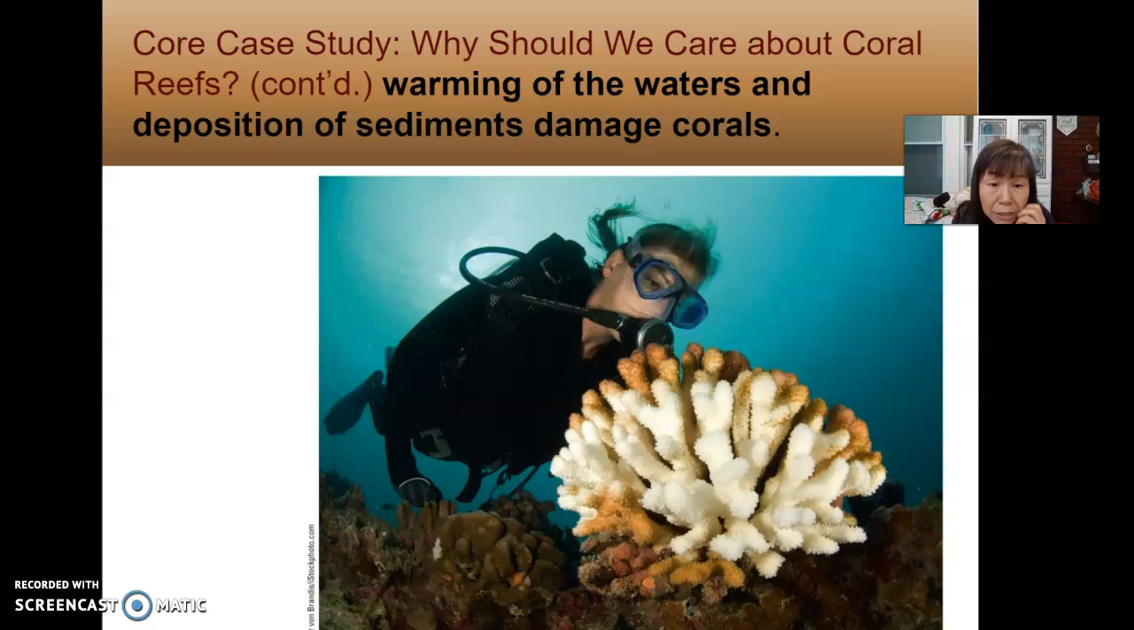This is a picture to show you the bleaching of coral reef. You can see once the algae die off, the color that shows is the calcium carbonate. And soon the coral, because they rely on food from algae, will also die.